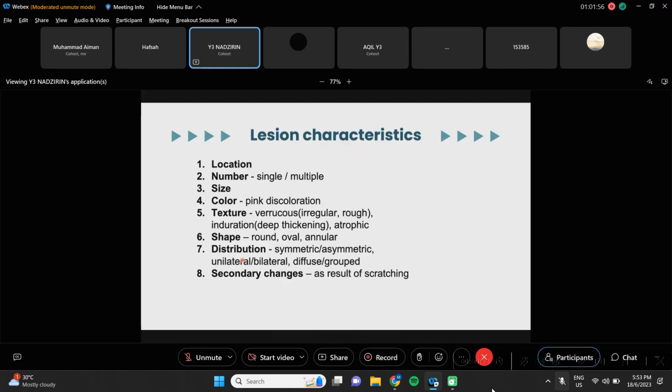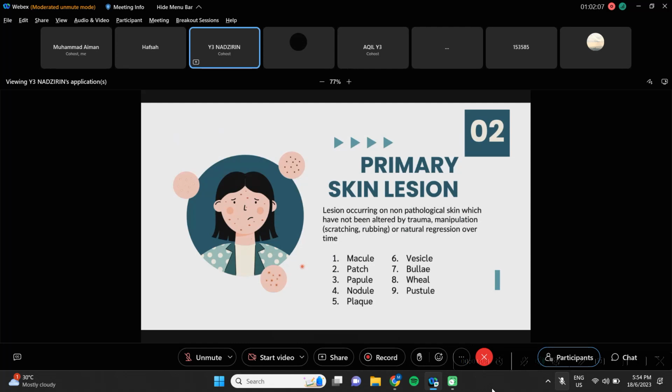Then lastly, we want to see if there are any secondary changes of the lesion. For example, due to the scratching, what happened to the lesion? So moving on to the primary skin lesion. So what is a primary skin lesion?